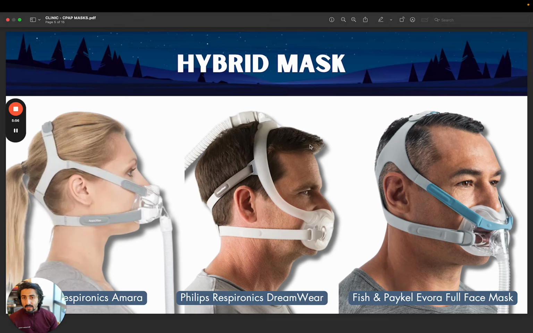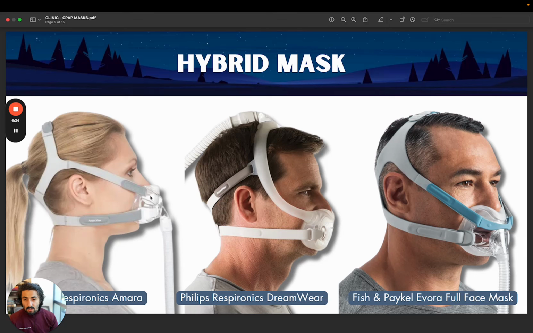The third kind of mask is a hybrid mask. This is something that goes underneath the nose and over the mouth. This is the second from the last most obtrusive mask. Most people who are mouth breathers do pretty well with this kind of mask. The benefit of this is that it doesn't put pressure on the bridge of the nose. Sometimes full face masks can put pressure on the bridge of the nose, depending on the shape of the nose, and patients don't like it. This, as you can see, goes underneath the nose, and one can breathe through the nose as well as the mouth, and it typically allows one to have a pretty good seal.